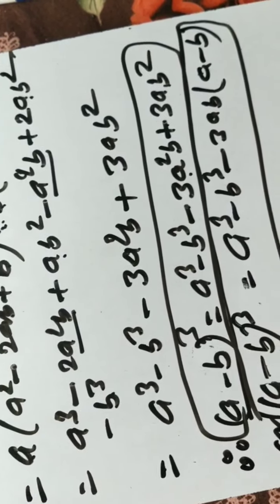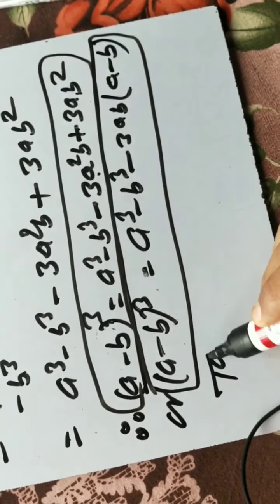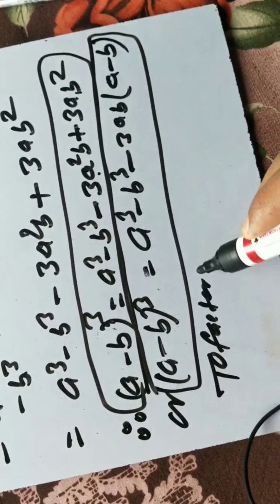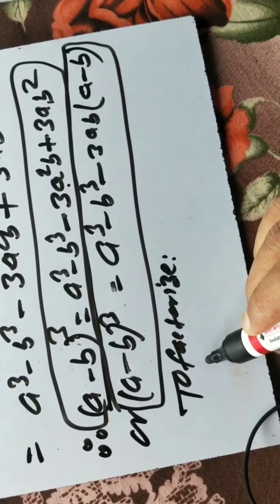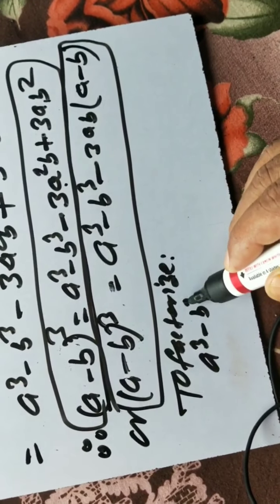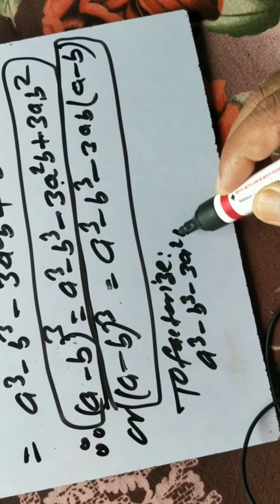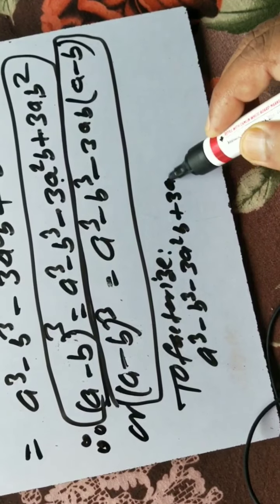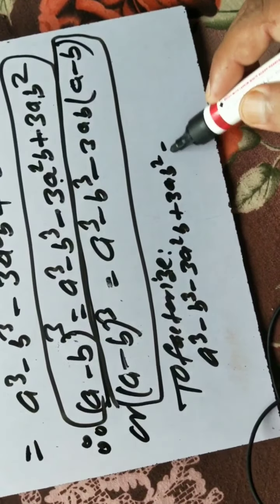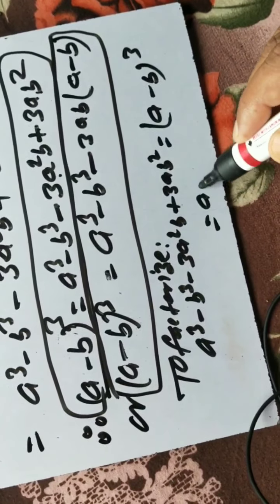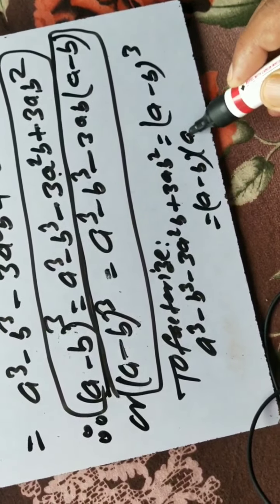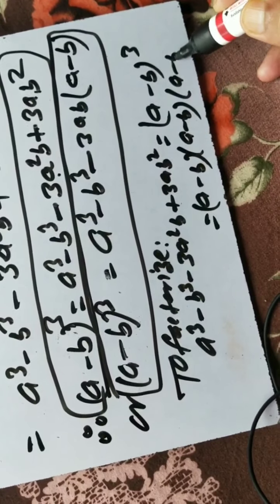And to factorize, if the expression is given in the form a³ − b³ − 3a²b + 3ab², then it can be written as (a − b)³, and its factors will be (a − b)(a − b)(a − b).